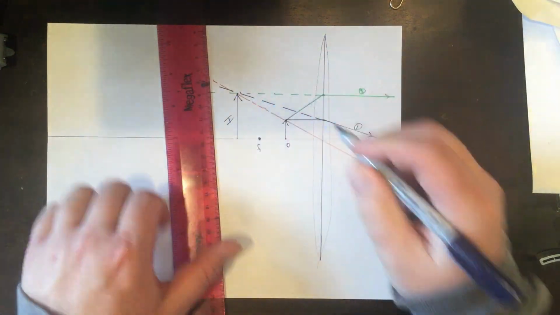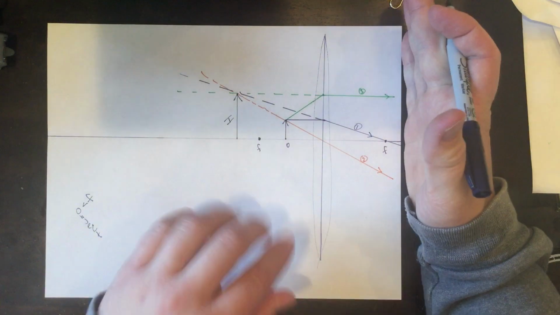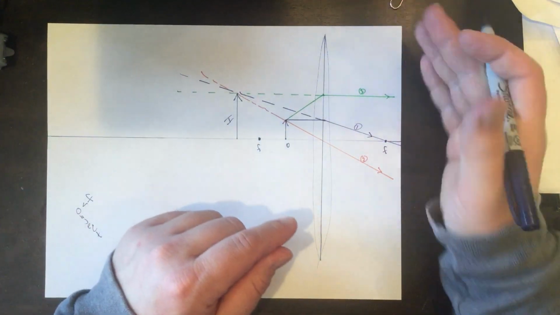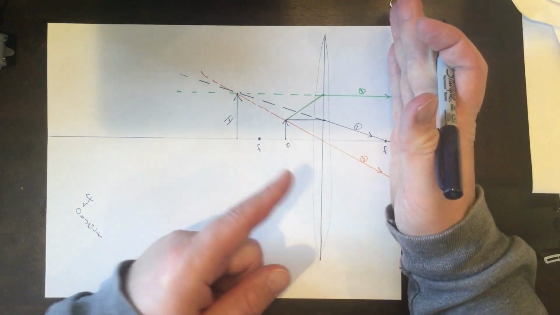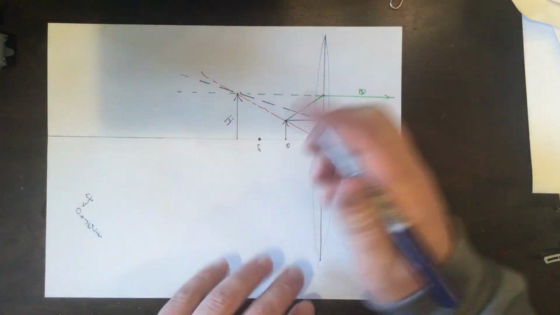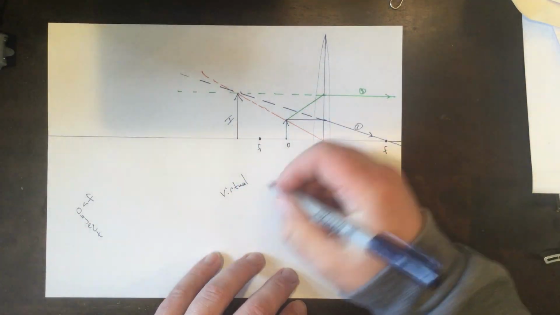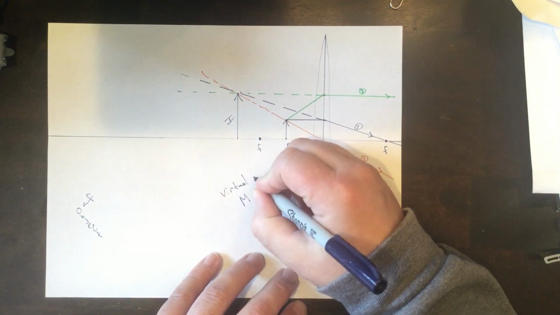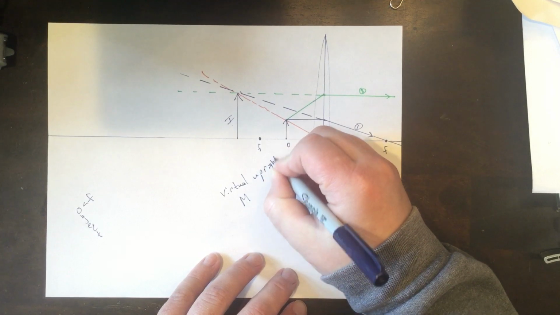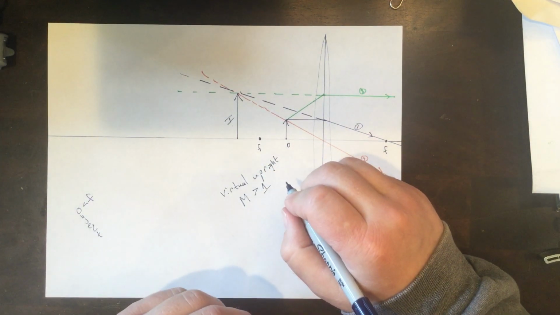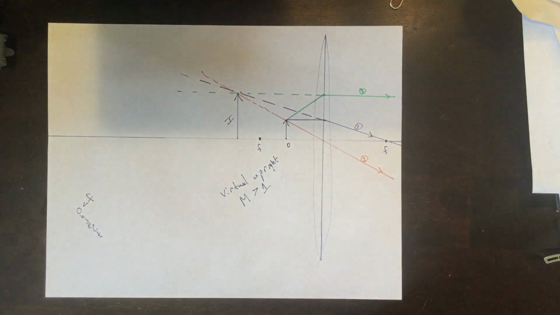Okay, that's our image. The light comes this way, or at least it should, right? If I put a piece of paper over here, will the image form on the paper? No. So that means it's virtual. It also follows the rule that it's upright. And the magnification is greater than 1. So there it is.